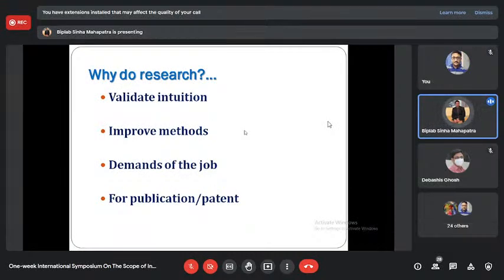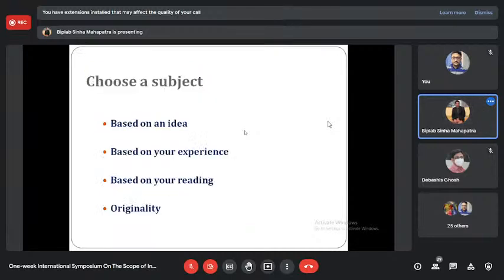A patent means, as you all know, that you have invented a new formula, you have invented a new machine, so that it can be used by the people of the world. It can be sold to anyone. So in that case, you should do the research. Now, when you want to start a research, how can you start?